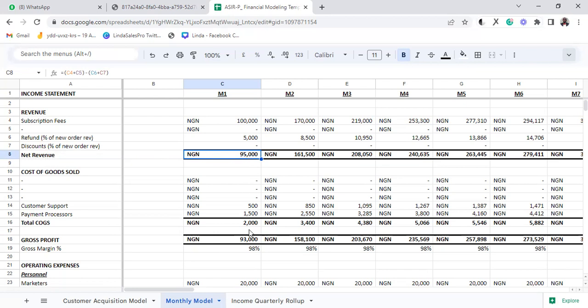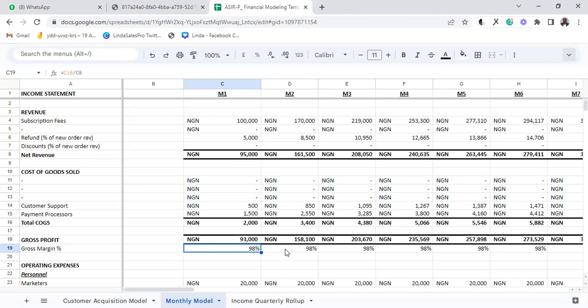So the revenue here minus your cost of goods will give you your gross profit. So our gross profit here becomes 93,000 naira. What it means is that your margin is 98%. If you have a business that is doing 98% margin, it's an interesting business, right? So if someone asks you what's your margin, you say 98%, and the person already knows that you're not spending a lot. So this is how you can begin to think as a business person, as an investor, and all that.